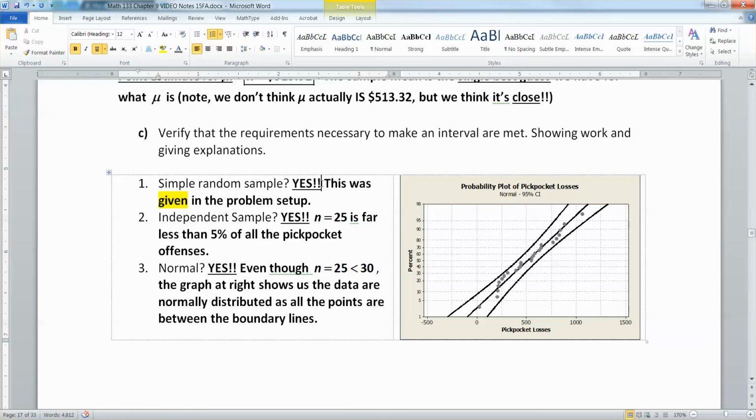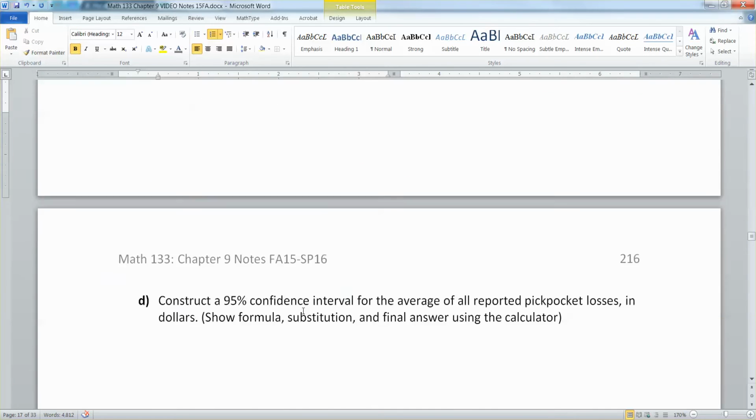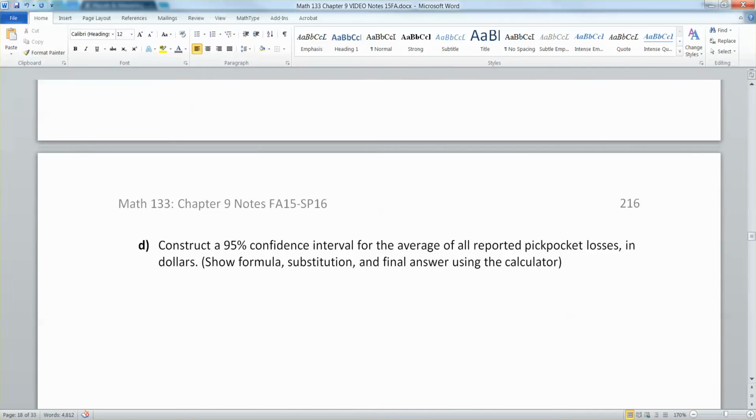All right, so we have 3 yeses. So that means that we are ready to go for making the confidence interval. So we have verified all our requirements. We've shown all 3 of them and given explanations and work for each one of them. All right, so now let's go construct that confidence interval. So we want to show the formula, the substitution, and the result in order to get all of our credit.